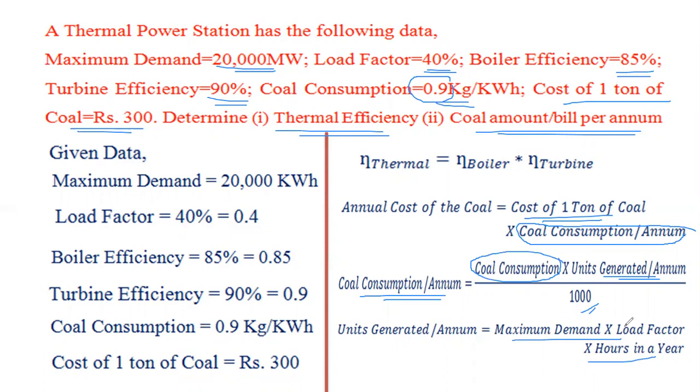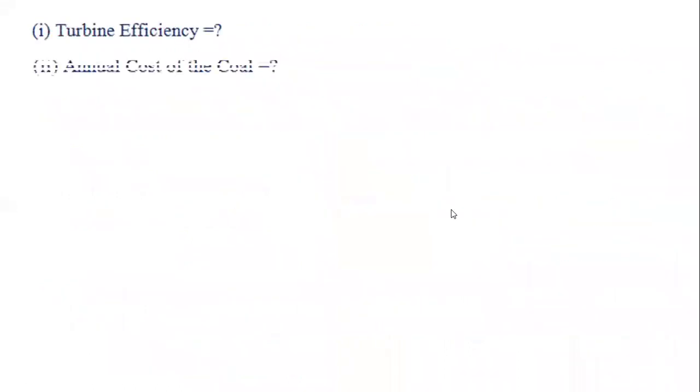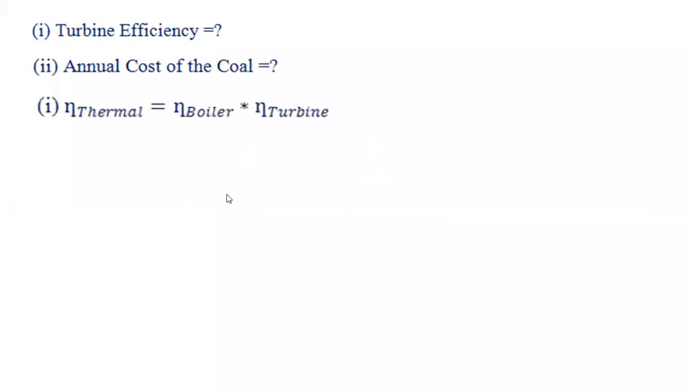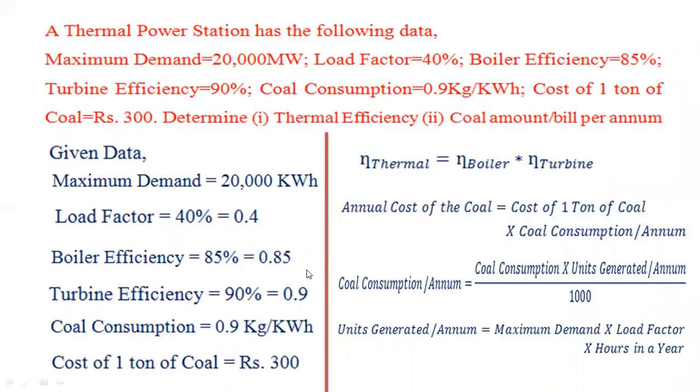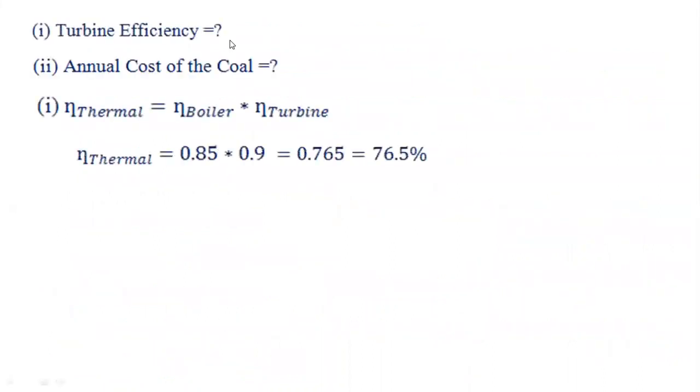Now, the first one we want to find out is the thermal efficiency. The second one, the annual cost of the fuel. For the thermal efficiency, we already know the formula, that is the boiler efficiency into turbine efficiency. What is the value of the boiler efficiency? The boiler efficiency value is 0.85 and turbine efficiency is 0.9. So substitute here, that is 0.85 into 0.9. Simplifying, we get 0.765. In terms of percentage, multiply by 100, that is 76.5%.